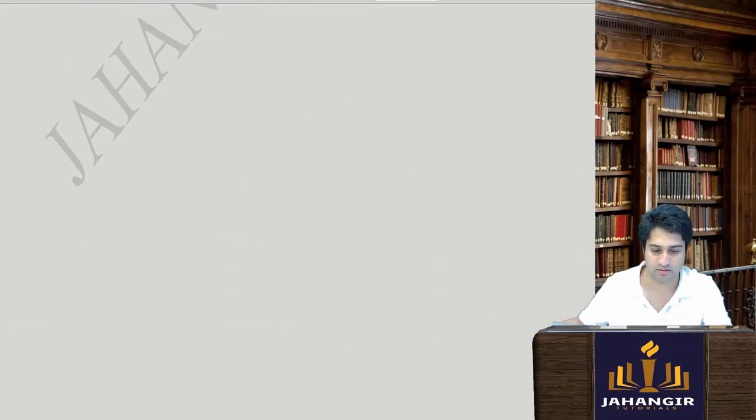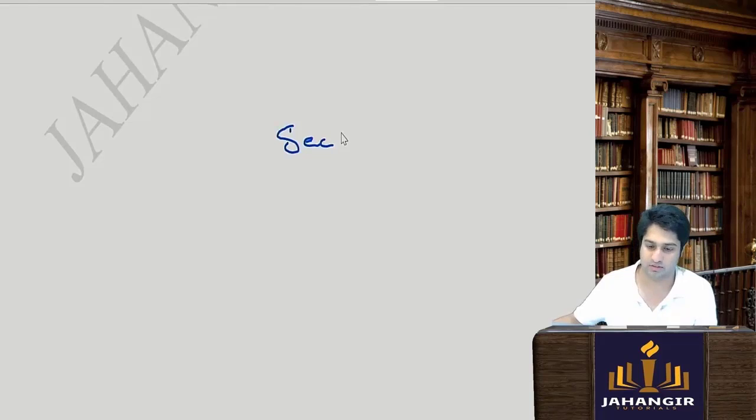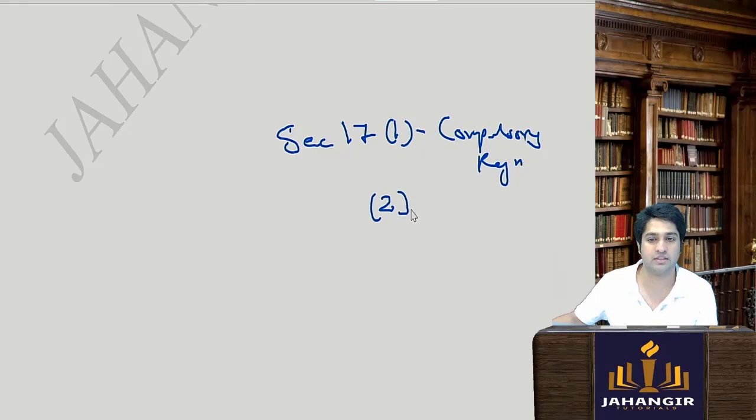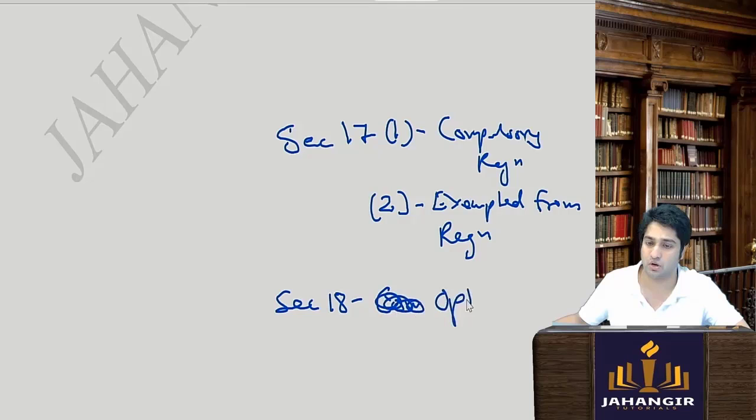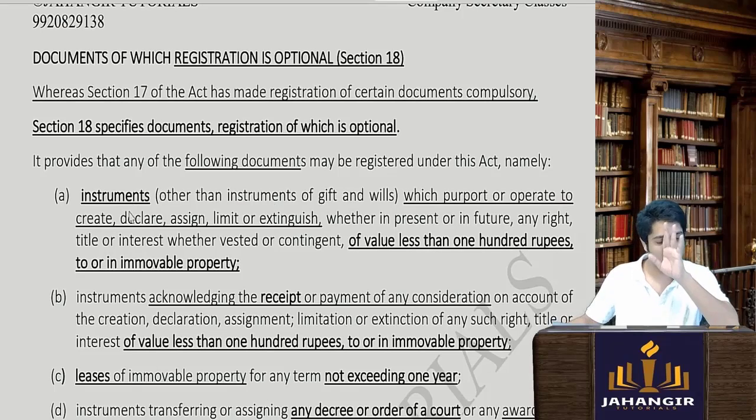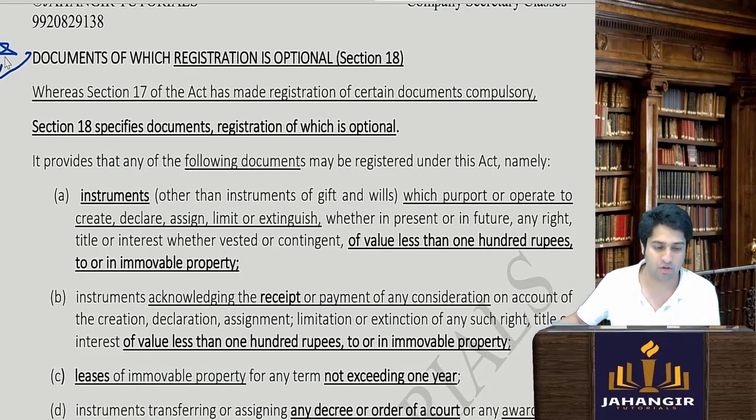So if we see section 17(1) talks about compulsory registration. Section 17 subsection 2 contains documents which are exempted from registration. Now coming to section 18, which also contains certain documents for which registration is optional. Let's see. अब बहुत ही सिंपल है, डॉक्यूमेंट्स ये भी इंपॉर्टेंट है एग्जाम पॉइंट ऑफ व्यू से.